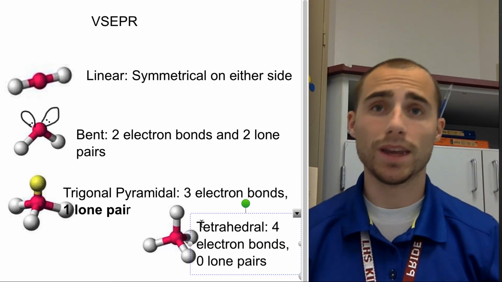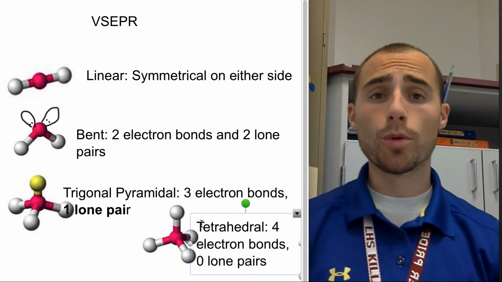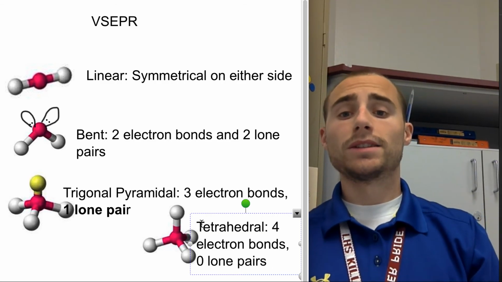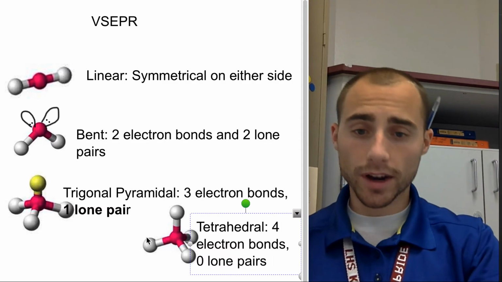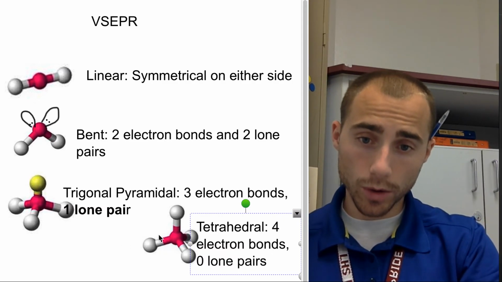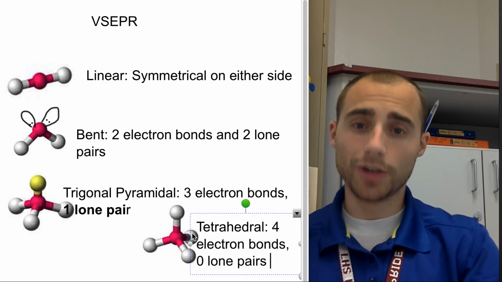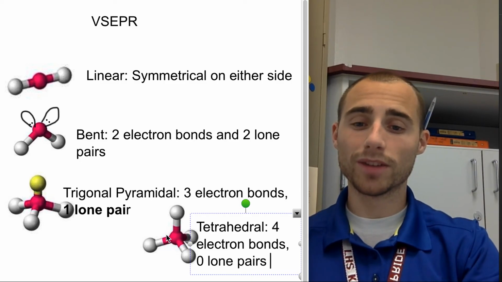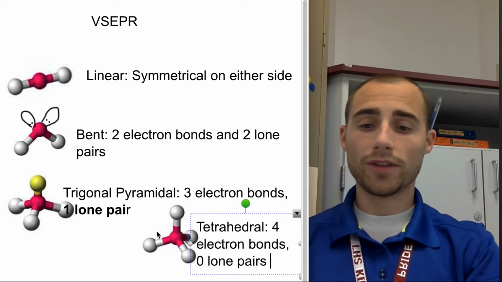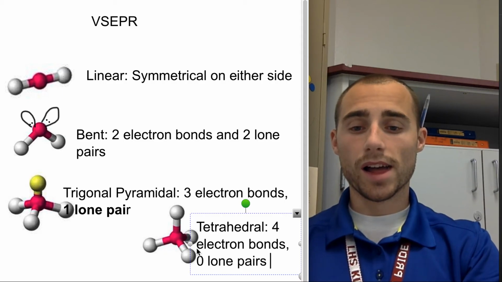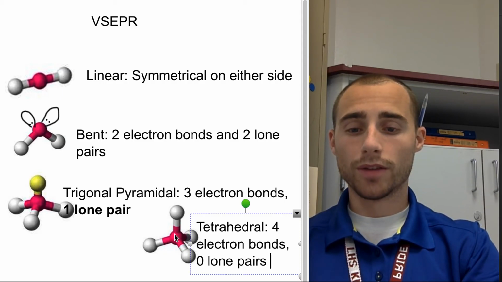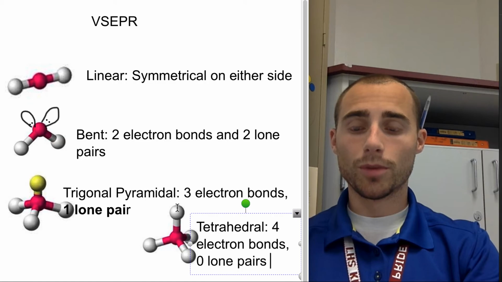Everyone in tetrahedral is happy, because being happy is important. So tetrahedral is happy because there's 4 electron bonds. Uno, dos, tres, cuatro. Spanish again. I know I'm impressing some of you. If you ever want Spanish tutoring, it would probably help. 4 bonds right here, 0 lone pairs, so it's happy.